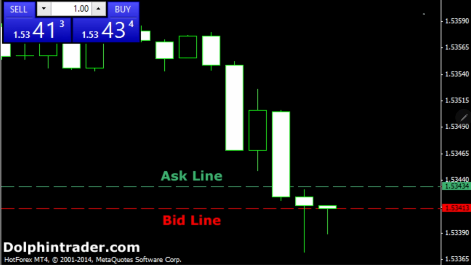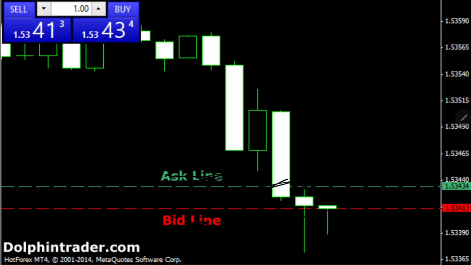This is how you are going to see these two lines, which are the ask price and the bid price. The ask price is usually on top, while the bid price is usually down. So if you place a trade and you are buying, they are going to quote you on this ask line. That means the bid price must cross the ask price before you are in profit. Same when you are selling: the ask price must cross the bid price before you'll be in profit.